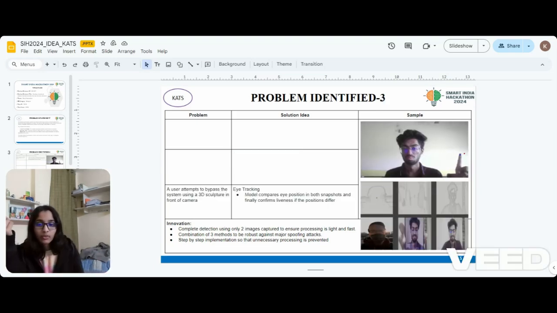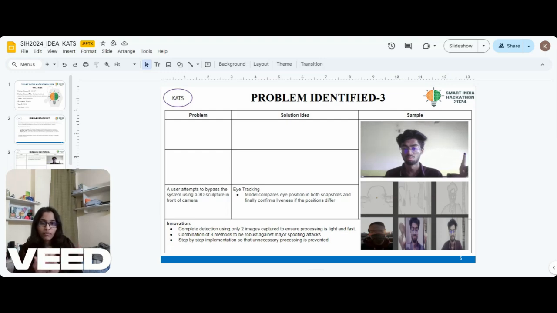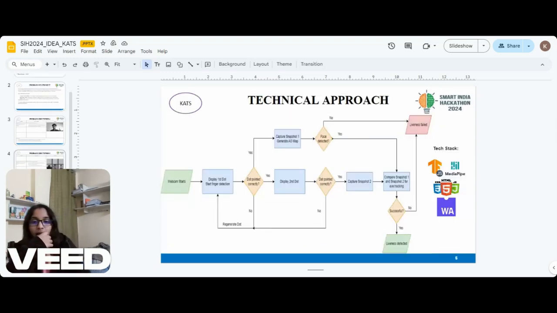The last spoofing attack is where a user uses a 3D sculpture or a mannequin sort of thing to get themselves authenticated. In this case, the ambient occlusion map will fail because it kind of resembles a human face. But as I mentioned before, we are already comparing the displacement of the eyes. So that will help detect liveness in this kind of scenario where the ambient occlusion map won't work. And that was it.